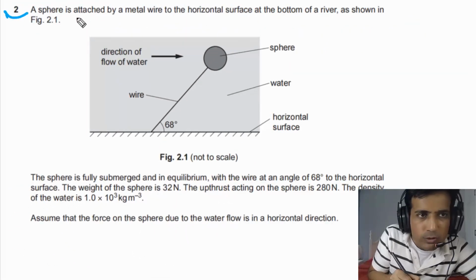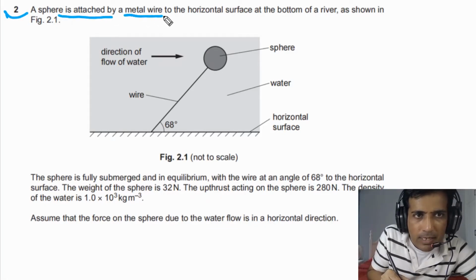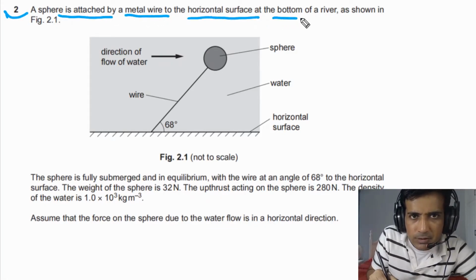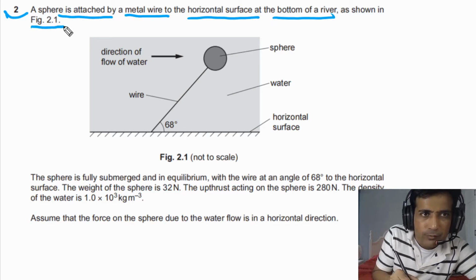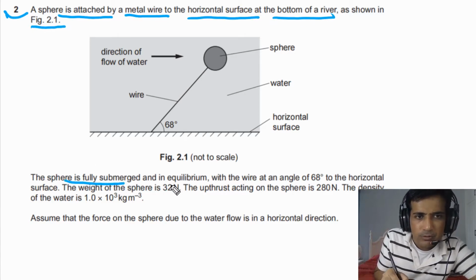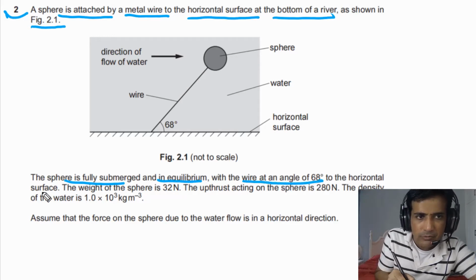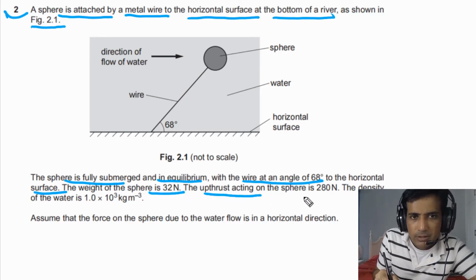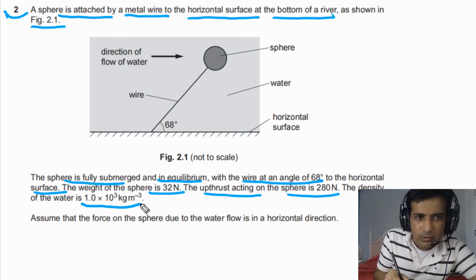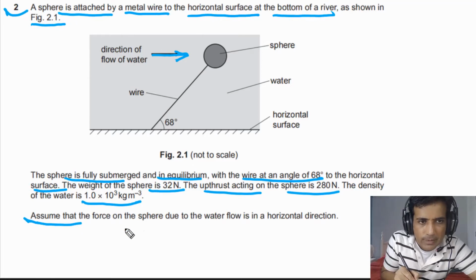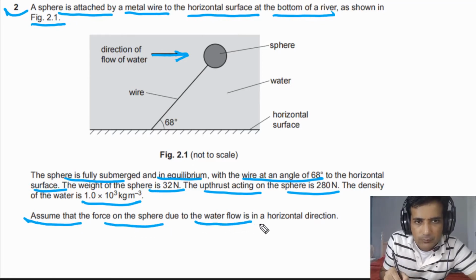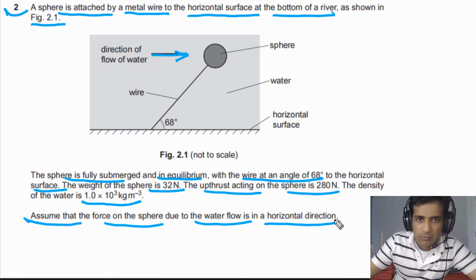So this is the point you need to understand. For question number 2, it is given to us a sphere is attached by a metal wire to the horizontal surface at the bottom of a river, as shown in figure 2.1. The sphere is fully submerged and in equilibrium, with the wire at an angle of 68 degrees to the horizontal surface. The weight of the sphere is 32 newtons. Upthrust acting on the sphere is 280 newtons. Density of the water is given. For this question, we can also assume that the force on the sphere due to the water flow is in horizontal direction only. Let's move on to second part.